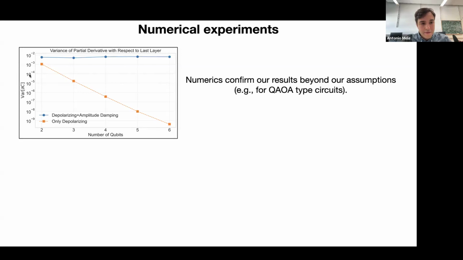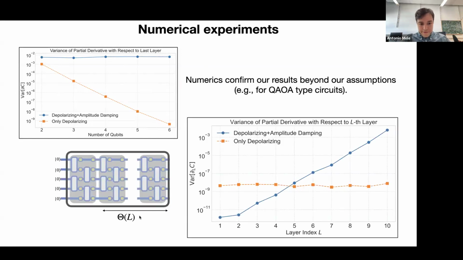This is the variance of the partial derivative with respect to the last layer, and we see that with amplitude damping it achieves a constant value, while with depolarizing noise we have an exponentially small partial derivative with respect to the last layer. If L is the depth from the end, and we take the partial derivative with respect to a gate that is L layers from the end, then for amplitude damping we have this exponential decrease of importance, while for only depolarizing noise we always have very small variance, no matter where the partial derivative is taken.